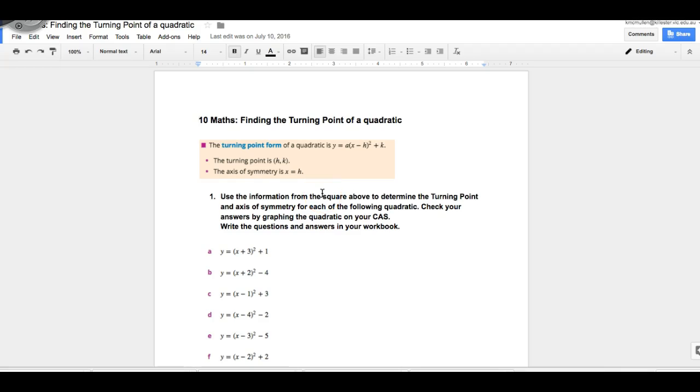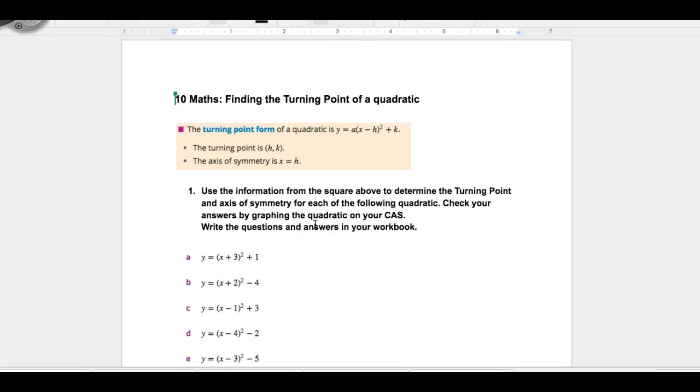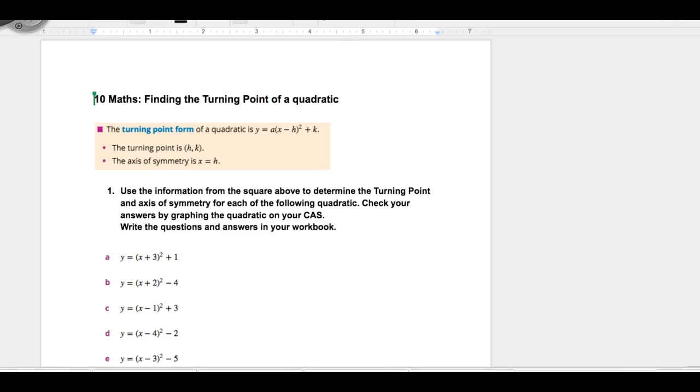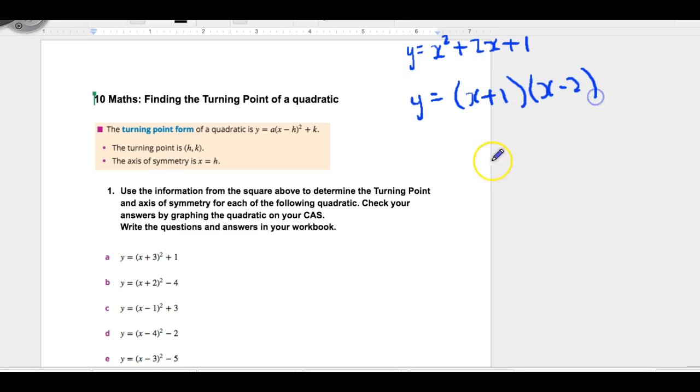We have quadratics that can be in all different types of forms. So we can have expanded form, factorized form, and turning point form. So I'll just give you an example of the three different forms. Well, there's probably more than three, but we'll just look at the three. So we can have an equation in expanded form. So we could have y equals x squared plus 2x plus 1. You can have factorized form, and these aren't the same equations, or you can have turning point form.